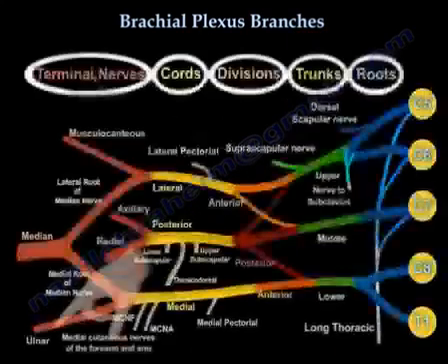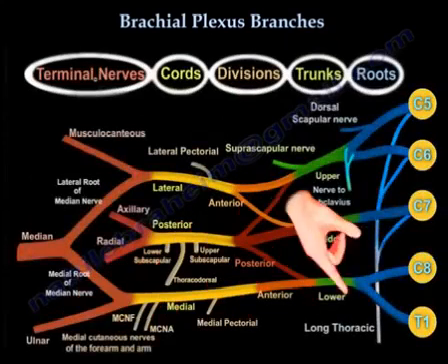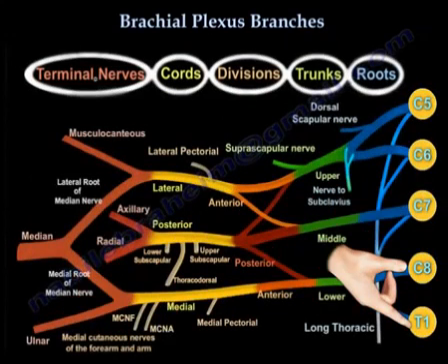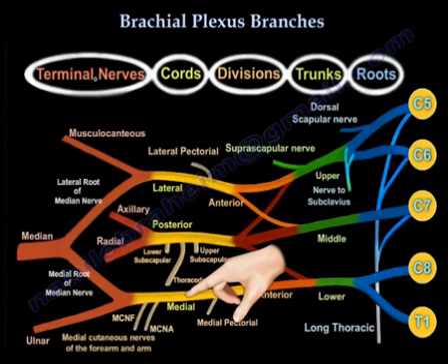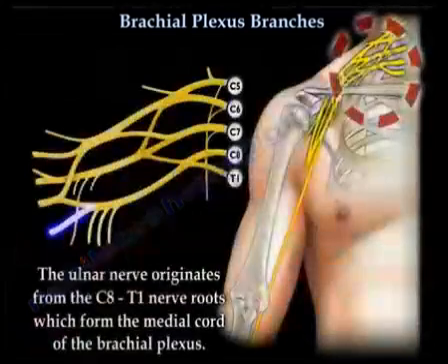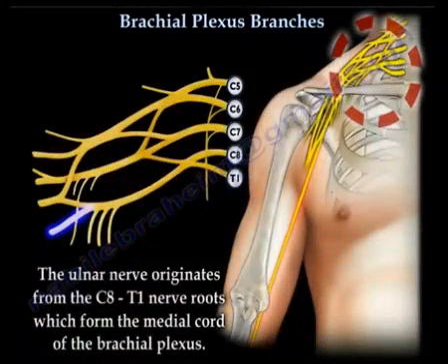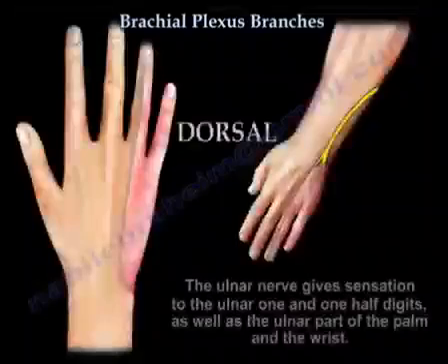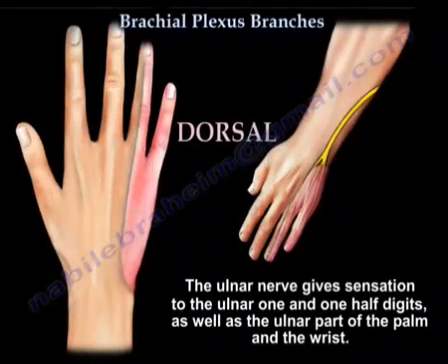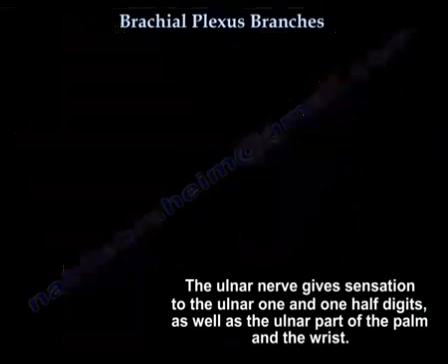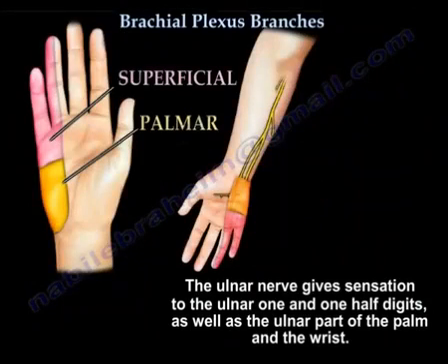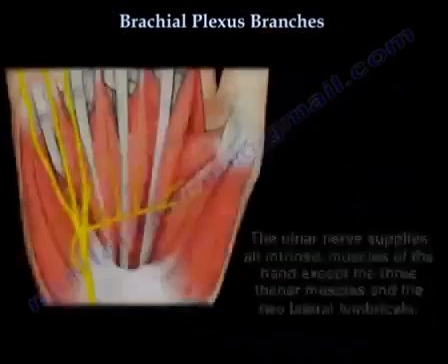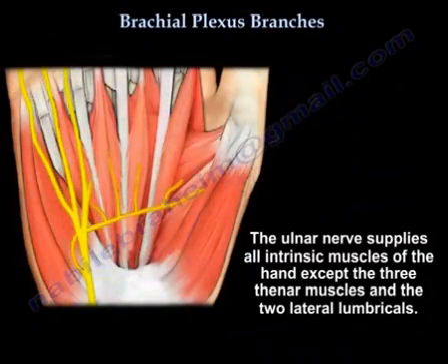The ulnar nerve arises from the C8-T1 nerve roots, which form the medial cord of the brachial plexus. It gives sensation to the ulnar 1½ digits and the ulnar part of the palm and the wrist. It also supplies all intrinsic muscles of the hand, except the 3 thenar muscles and the 2 lateral lumbricals.